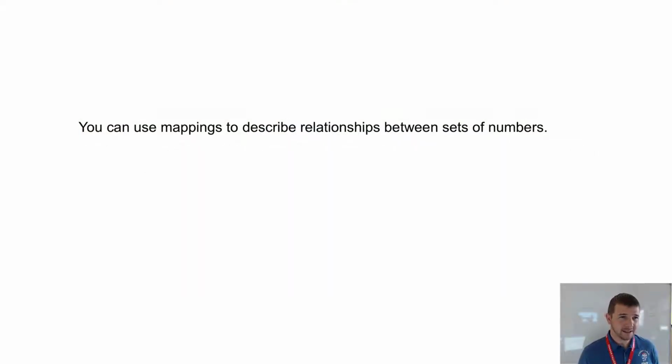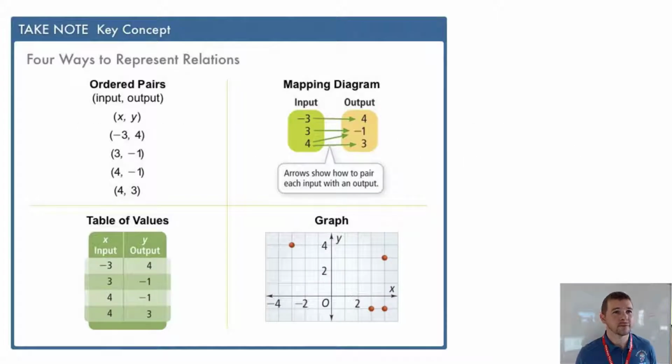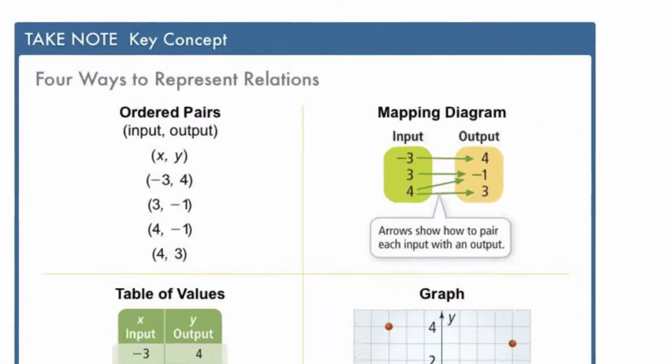You can use mappings to describe relationships between sets of numbers. A relation is a set of pairs of input and output values. You can represent a relation in 4 different ways. Take note, key concept, 4 ways to represent relations.